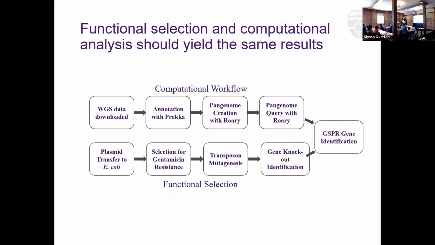And so getting back, this is the idea, that we'll go through our normal functional selection. Once those isolates arrive in the mail, we'll do our functional selection. We'll arrive at that antibiotic resistance gene. But while we're waiting, maybe we could do the computational work and predict that same gene, right?